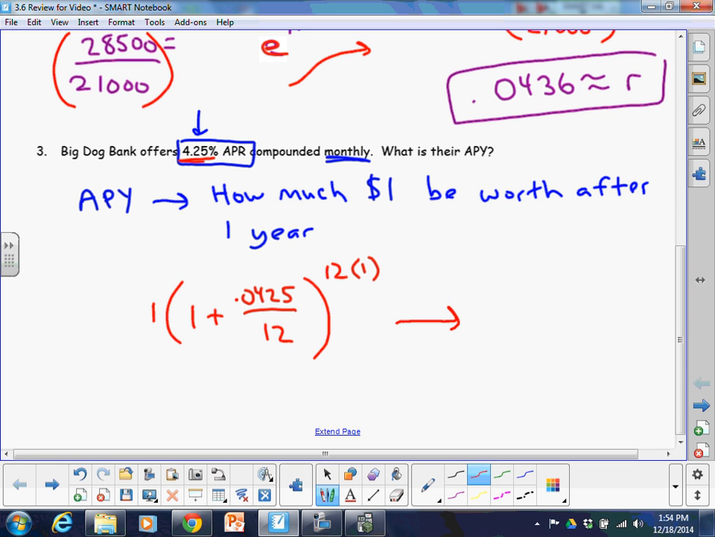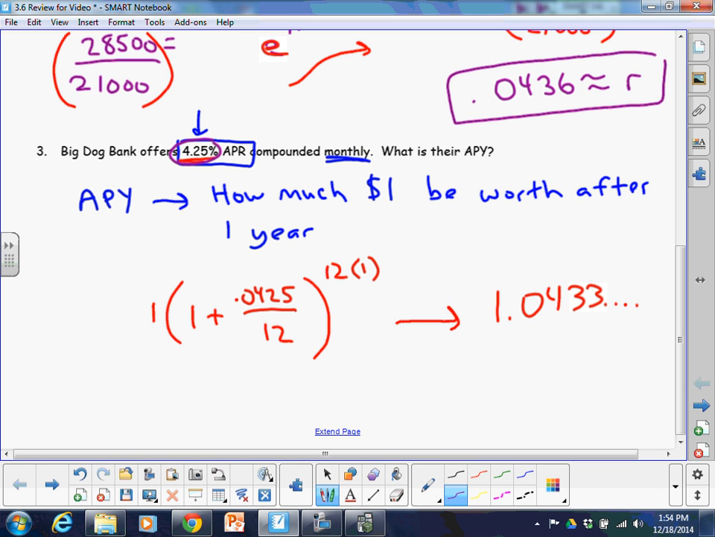Oops, I think I've typed the wrong number in. 1 plus 0.0425 over 12. Raise that to the 12th power. I got something like 1.0433, and it keeps going. Okay, and hopefully we can recognize we gained a little bit more than 4.25%.